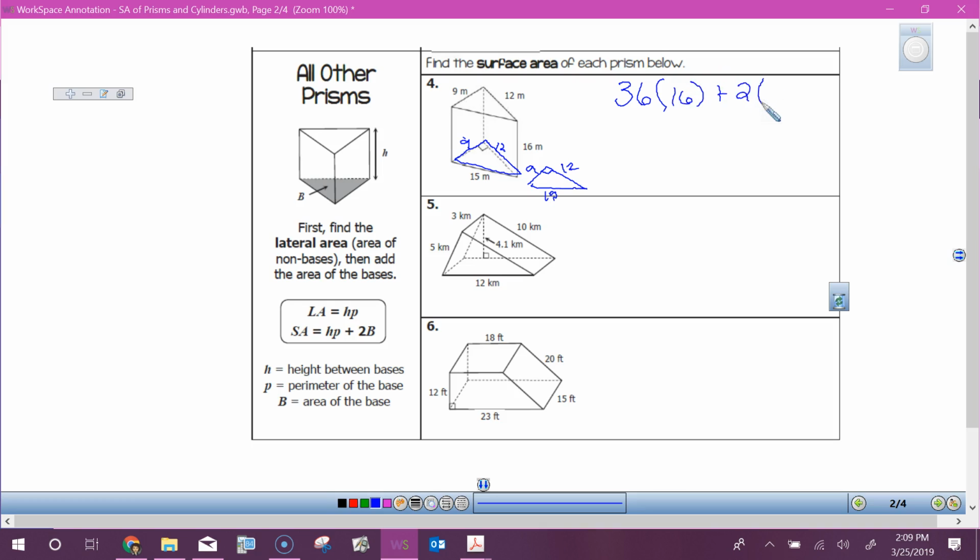How am I going to find the area of that base? What am I multiplying together? There you go, 9 times 12 divided by 2, because the base of my triangle is 9, the height of my triangle is 12. What do we get when we do that? 54? Okay, is that what you guys got? All right, so 36 times 16.